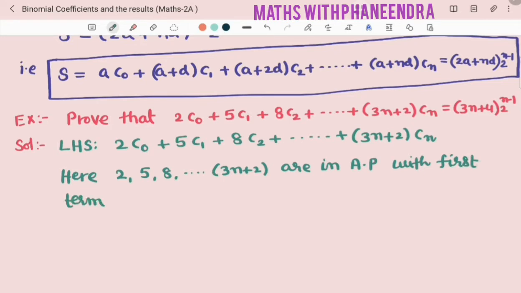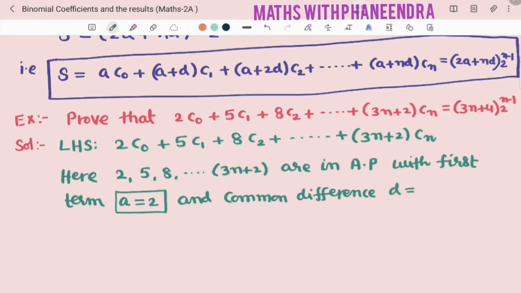The first term in an AP is denoted by A, no? With first term A is equal to 2 and the common difference D is equal to, common difference means T2 minus T1, T3 minus T2, T4 minus T3. So D is equal to 5 minus 2, 8 minus 5. So clearly we are observing 3. So this is the common difference D. So A value, D value we got it now.